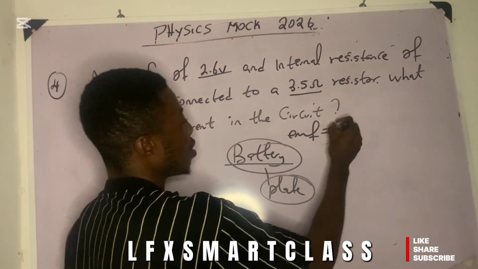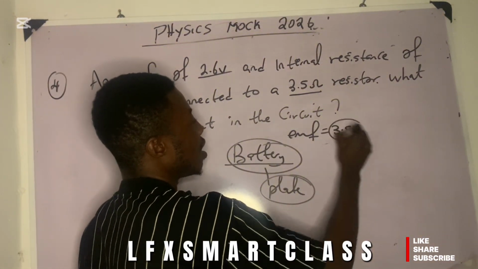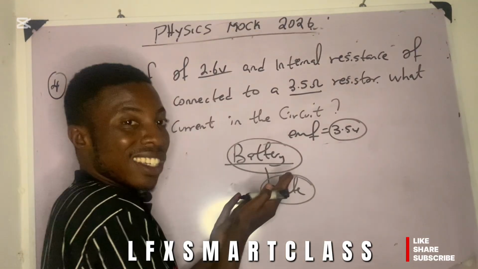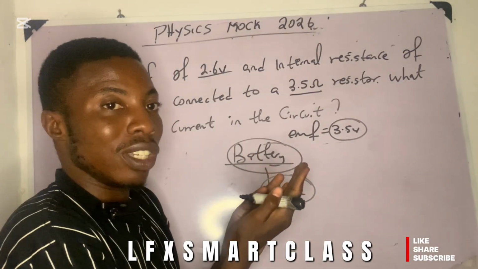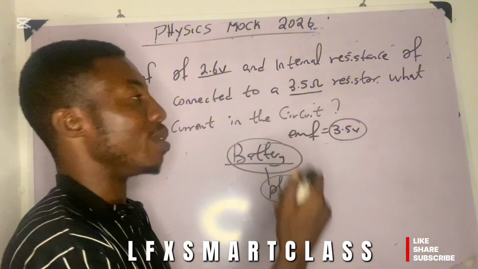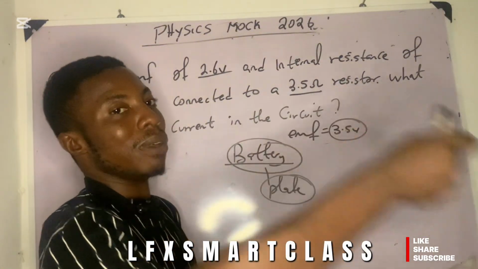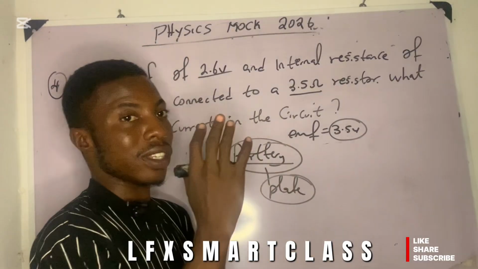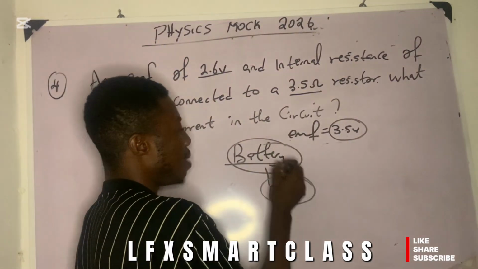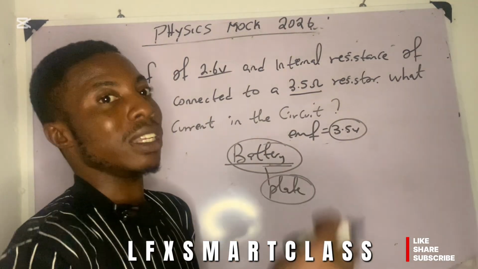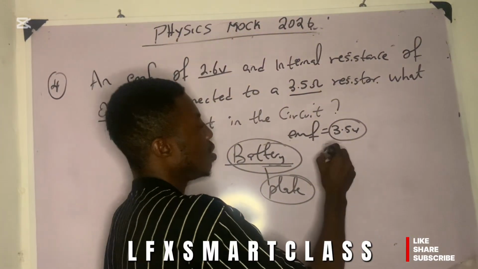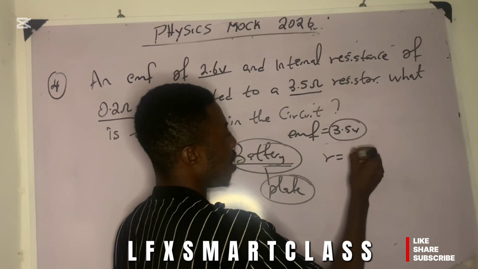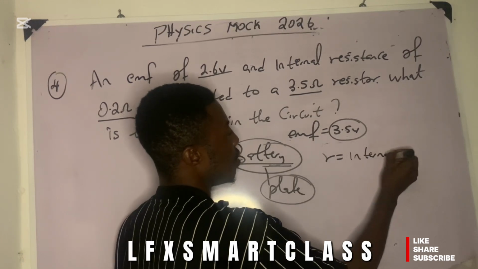You see, EMF is something like 3.5 volts. That means you're not going to use all of it, because some plates will still resist the current flowing from the battery out. Also, the place you connect the battery has its own resistance. So you have two resistances, one from inside the battery and one from outside. The one inside the battery we call internal resistance, and small r is equal to internal resistance.